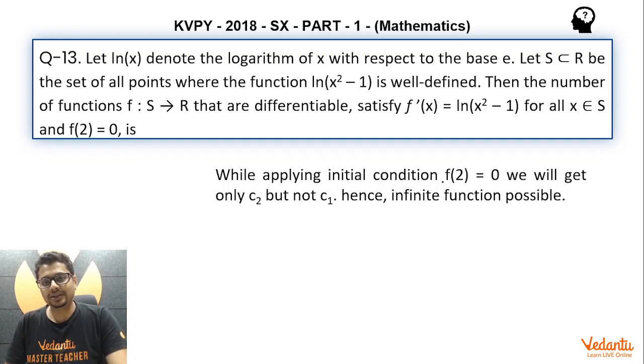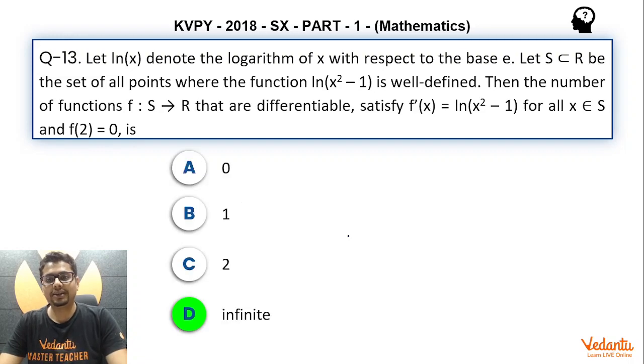So while applying the initial condition, f of 2 equal to 0, we will get only C2 but not C1. Hence, infinitely many functions are possible.